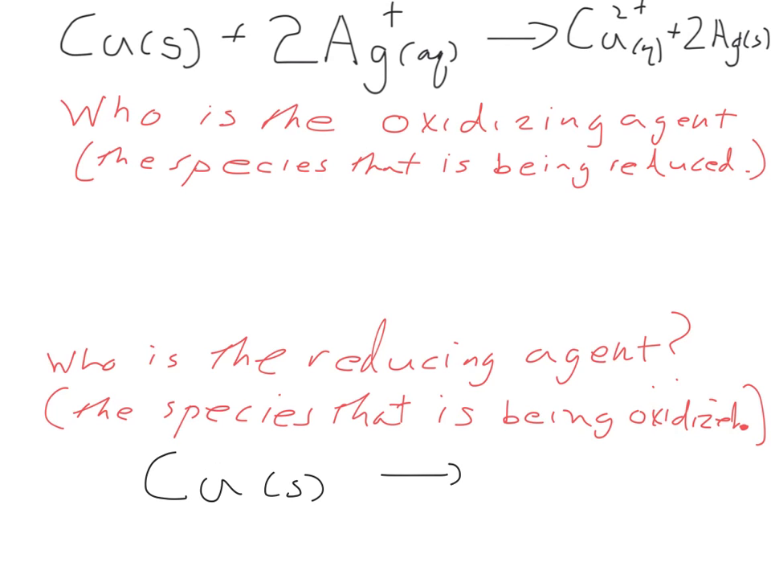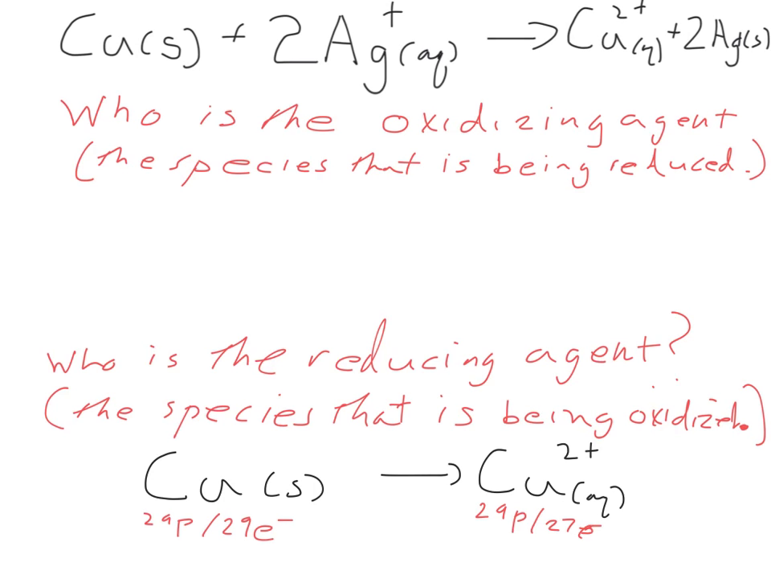So copper is going from copper solid to copper 2 aqueous. That means it's being oxidized. If we were to take an inventory of it, for example, we would see that copper is going from a situation where it had 29 protons and 29 electrons to a situation where it has 29 protons and 27 electrons.